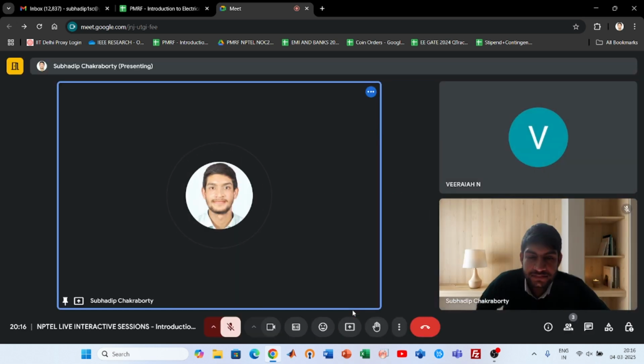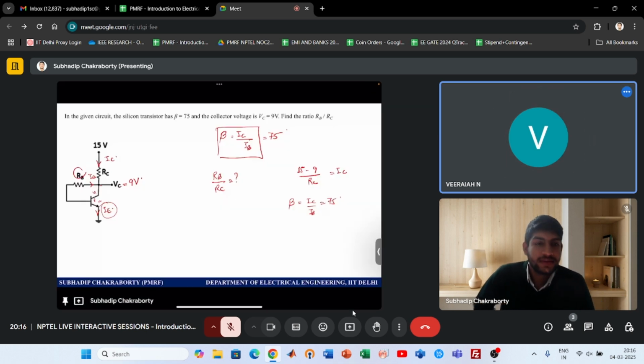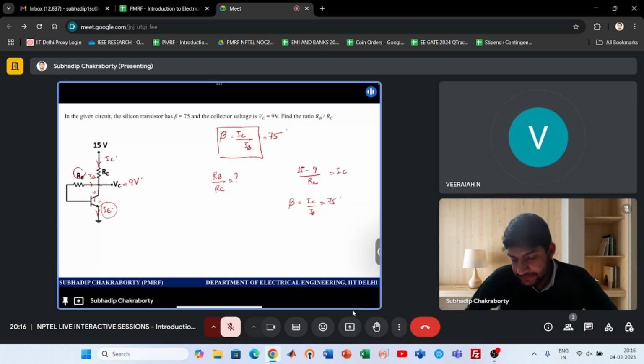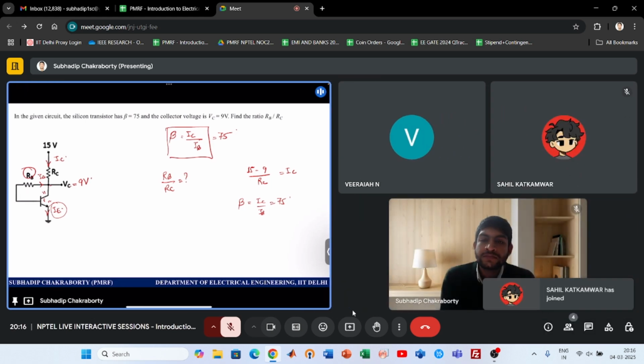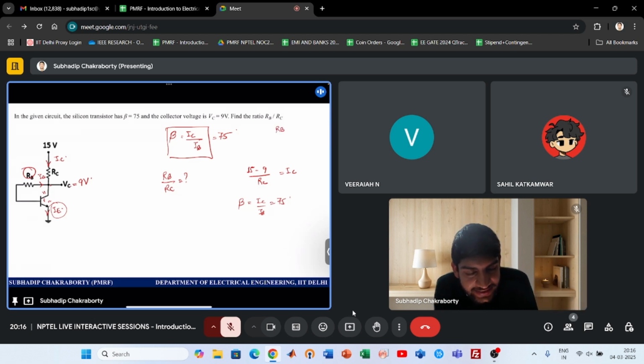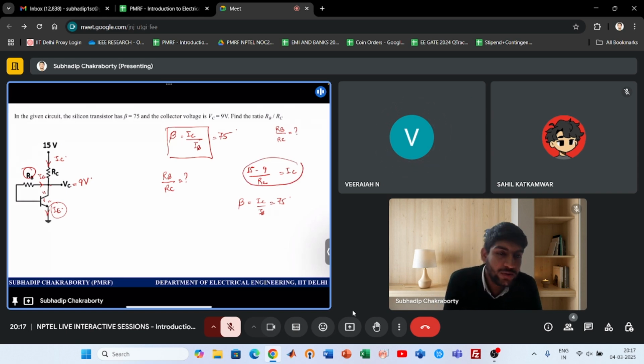Can you see my screen? Yes, sir. Okay. So just can you tell me what will be IB? Because I know I need to have RB by RC, right? RC you told me some value. If you can somehow develop a relation with RB, then I can divide and know the current gain, right? Then I can find RB by RC.